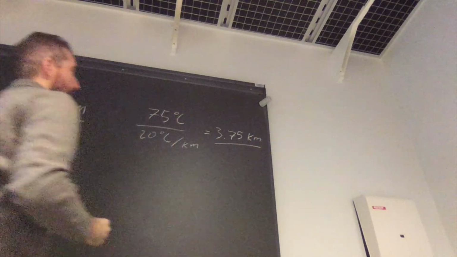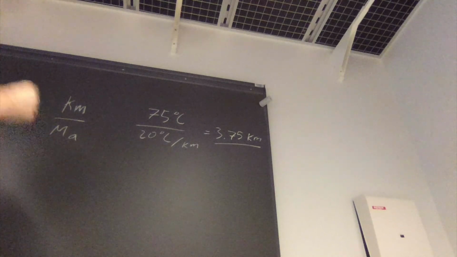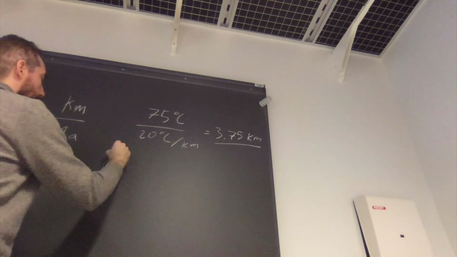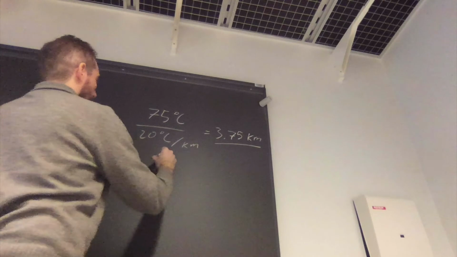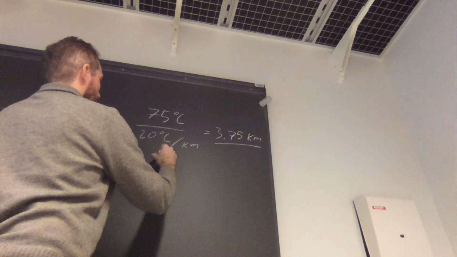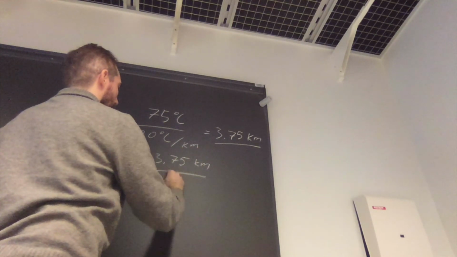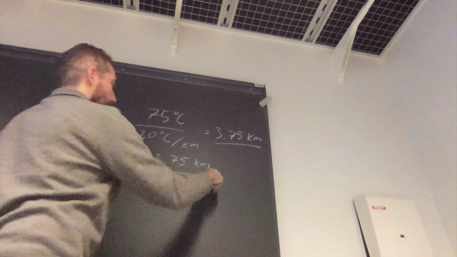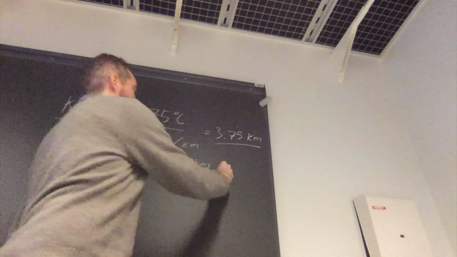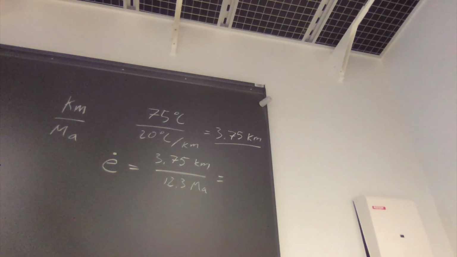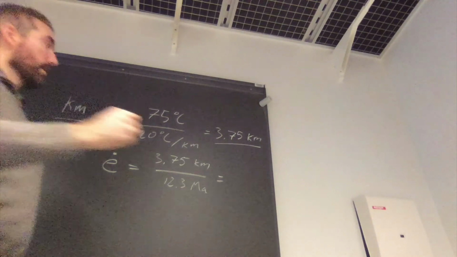So once we have this depth, we know that our age is going to be something in millions of years, 12.3 in this case. So our exhumation rate, which we call E dot, would just be the 3.75 divided by 12.3 Ma. You can see kilometers per million years here, so that's looking good. And if you do that, does anybody have a calculator or want to just type that into their phone or Wolfram Alpha or whatever you want to use? Yeah, right? So about 0.3.